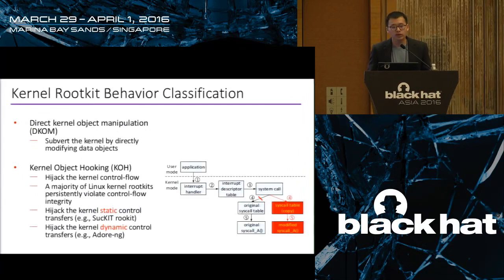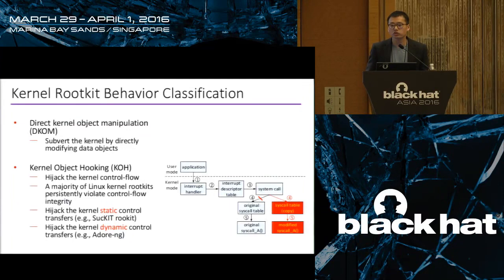We classify kernel rootkit behavior into two types. The first one is direct kernel object manipulation, also known as DKOM. This type of rootkit behavior subverts the kernel by directly manipulating the data objects in memory. This kind of behavior has its limitation, because it only changes data objects in memory. Since it's only changing specific data objects, you can detect it relatively easily by checking those data objects in memory.